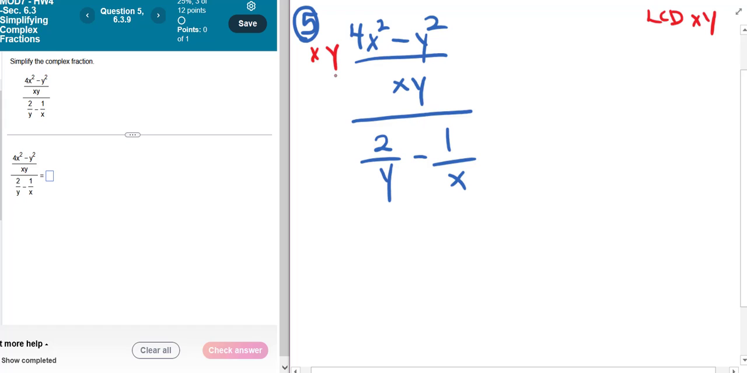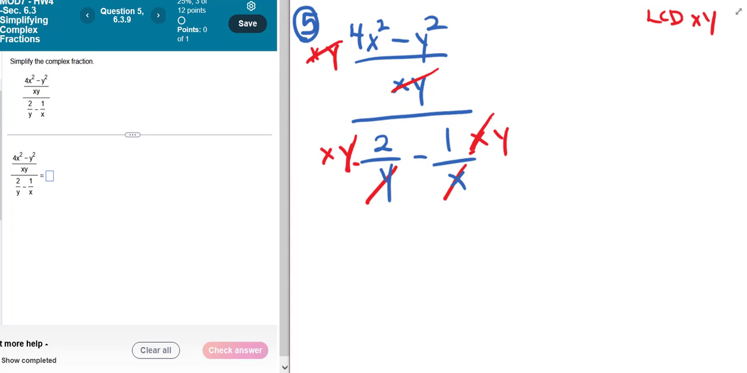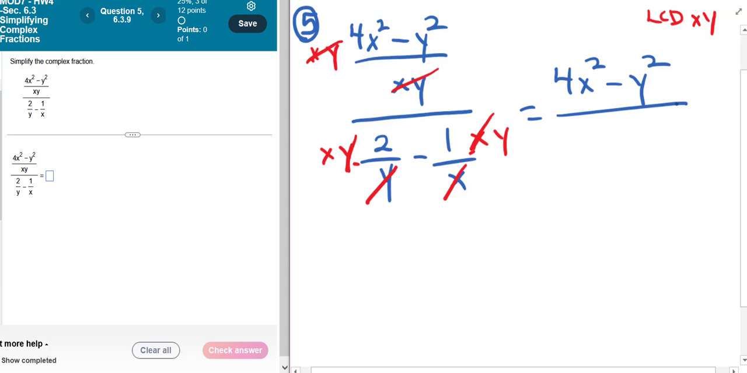So do xy up here. xy times each piece. You have to use the whole thing. We're just really distributing it through. Right? And this will clean out. This one, the x will clean out. This one, the y will clean out. So what we have left is (4x squared minus y squared) over (2x minus y). Now, you do have to factor to see if these will reduce, if they'll factor.